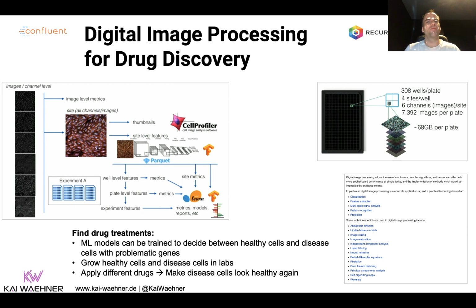In our case, if we take a look at one of these examples, then we think about digital image processing for drug discovery. So this is part of the picture where you have to process all the metadata and also process the pictures itself to learn about the features of the images. And with that, you can, for example, use machine learning to train models to decide between healthy cells and disease cells with problematic genes. So this is in the end how you want to do that, to apply this logic then to different drugs and make disease cells look healthy again. This is more or less then, on a very high level again, what the drug development process looks like.